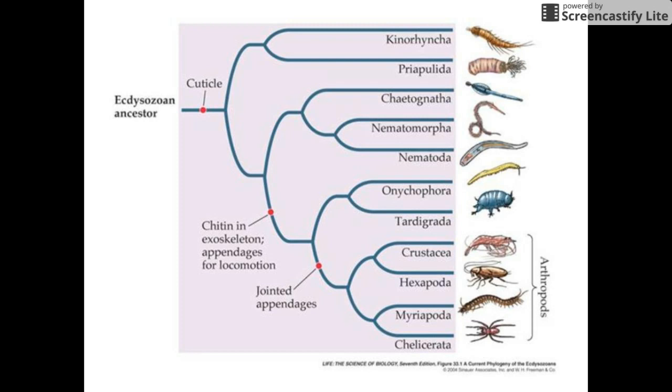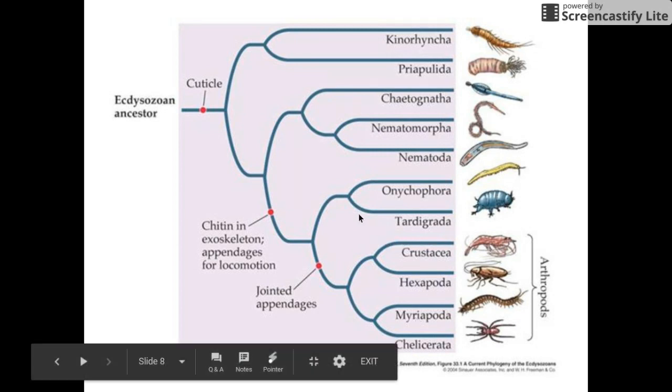What about chitin in the exoskeleton? Is it going to be all of these? No, it's just going to be these down here. What about jointed appendages? Jointed appendages are only going to be found in these 4 groups. The rest are unjointed.